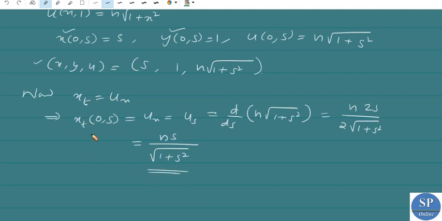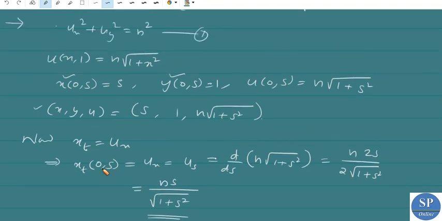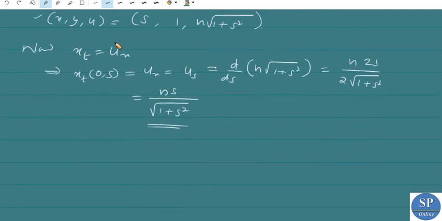Now to find yt, we can use our Eikonal equation. We have the Eikonal equation ux square plus uy square equal to n square. So at the initial point we have ux square plus uy square equal to n square.